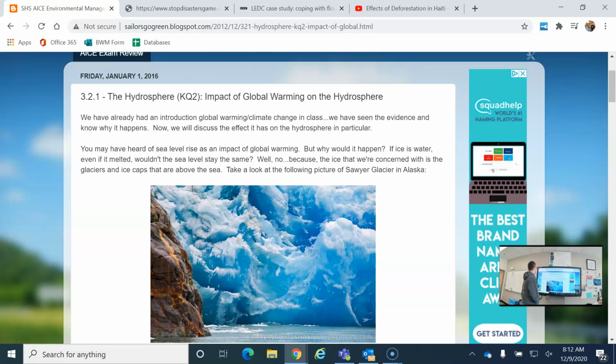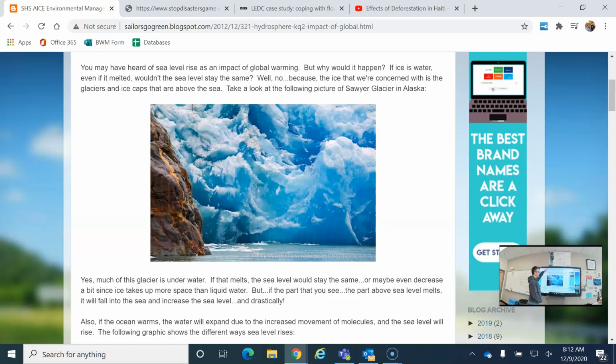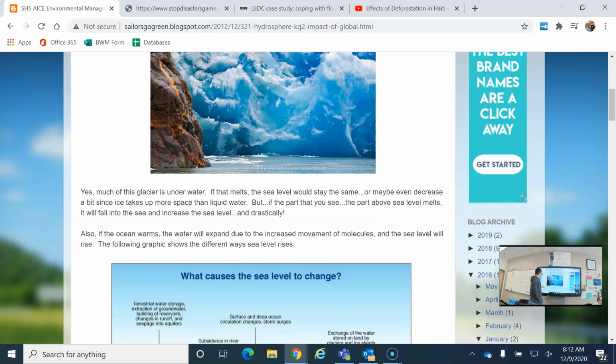Well, here's the deal. The ice that we're concerned with is glaciers and ice caps, mainly, that are above the sea, all right? So this stuff is sticking out of the water. It's not floating on the water, it's structures. When this melts, it melts down and fills more of the water, raising the sea level, and it absolutely is doing this. We have seen major evidence of sea level rise, especially since the early 1900s with the Industrial Revolution, all right? The part above the sea level melts, it falls into the sea, increases the sea level, and does so drastically.